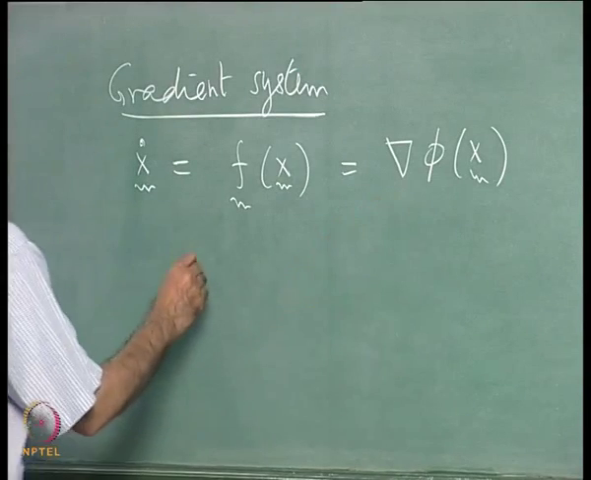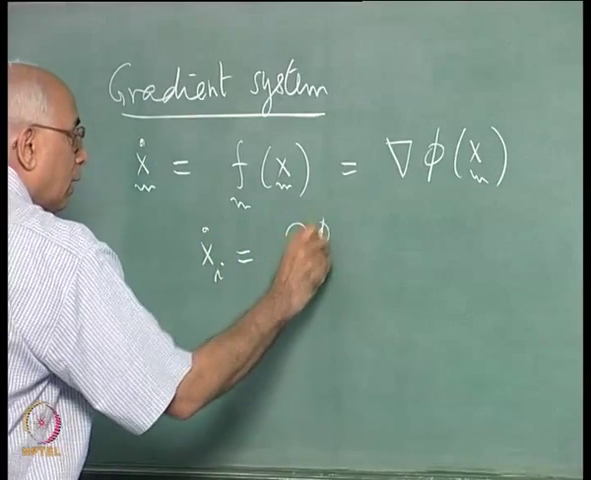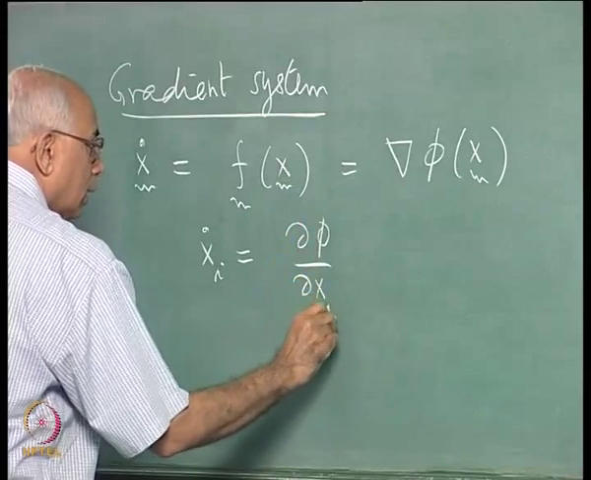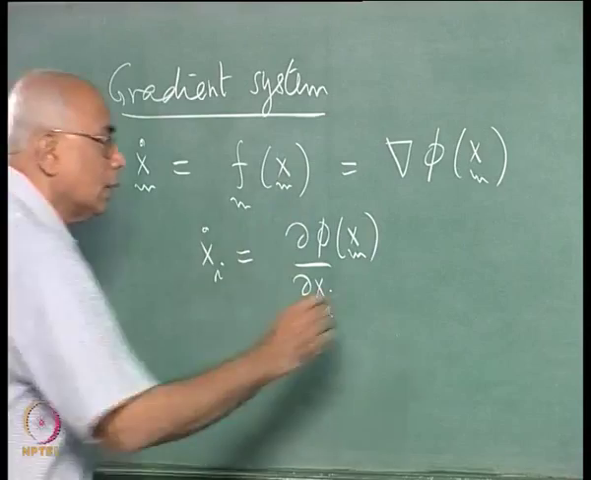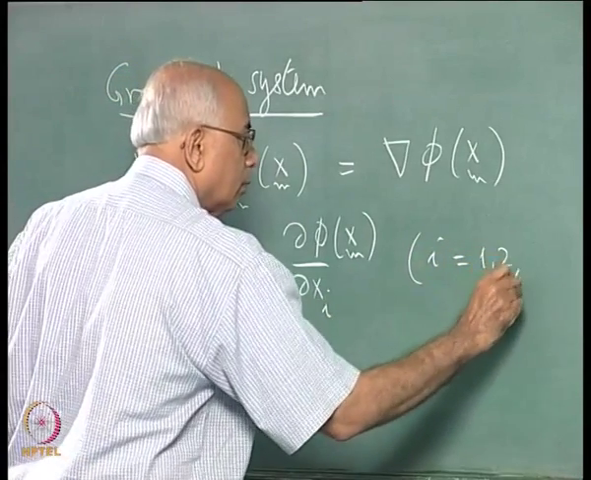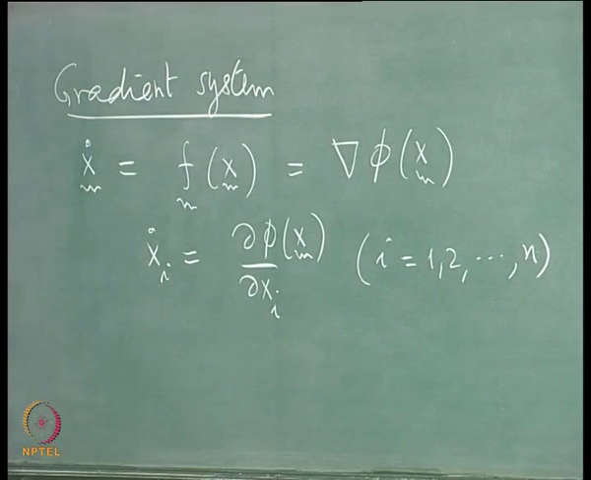Now of course, if I take the ith component, this implies that x i dot is del phi over del x i, and phi is a function of the variables x. That is what is meant by a gradient system. If you give me the function phi and I set phi of x equal to a constant, it would in general be a surface in this n dimensional phase space.